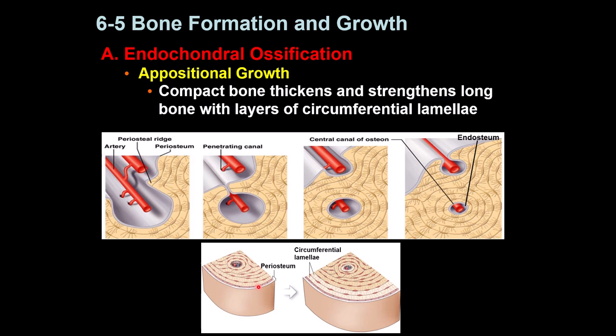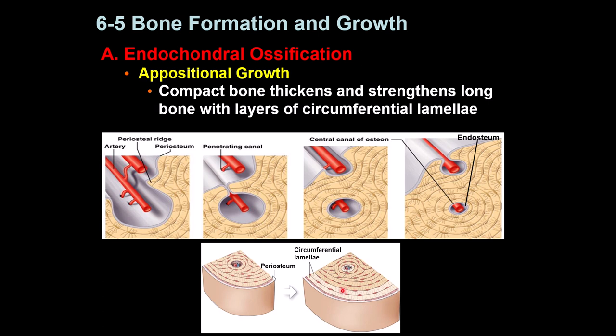The periosteum contains a cellular layer that I told you about before, and that cellular layer has osteogenic cells, and these osteogenic cells will make a new layer of circumferential lamellae. Another thing is that the periosteum also has blood vessels. So there are two things here. One contains blood vessels, the other has osteogenic cells, and those osteogenic cells will make new circumferential lamellae.